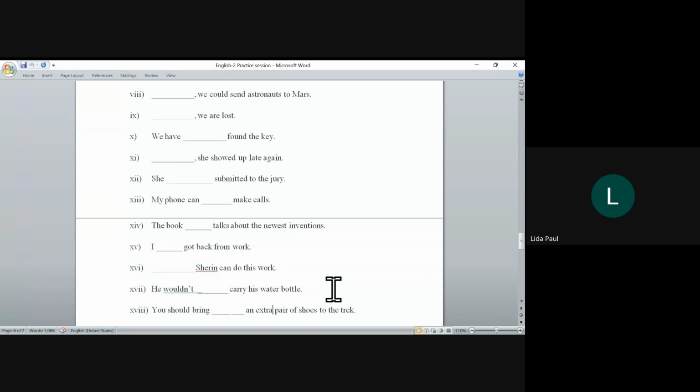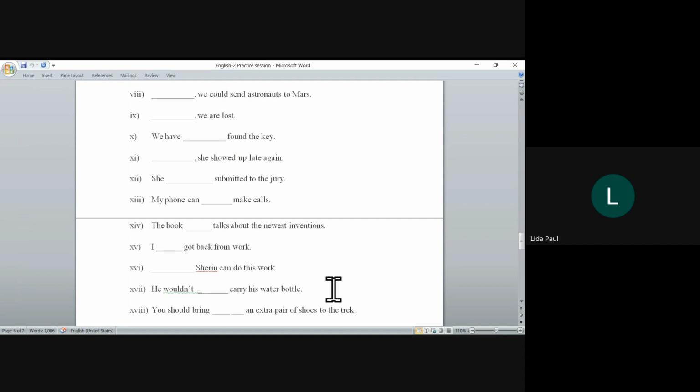Right. The last one here. I dash got back from work. Just. I just got back from work. Right. I just got back from work. Correct.